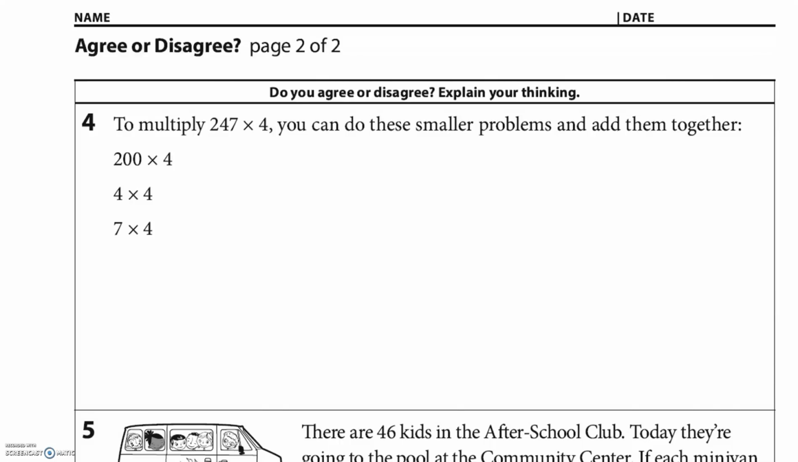To multiply 247 by 4, you can do these smaller problems and add them together. So I see where they get the 200. Okay, there's the 200. I don't see where they get the 4 because I believe the 4 is in the tens place. So I think without even doing the math, you need to multiply that by 40, and then there's your 7. So I think it should be 200 times 4, 40 times 4, and then 7 times 4 because of the place value. So right now, I think I can disagree.